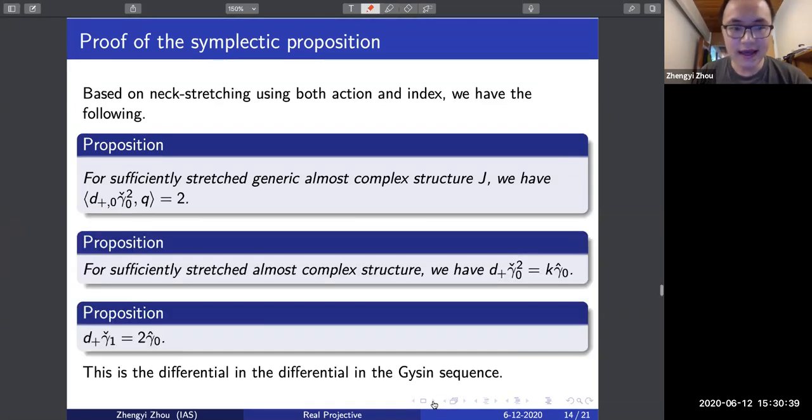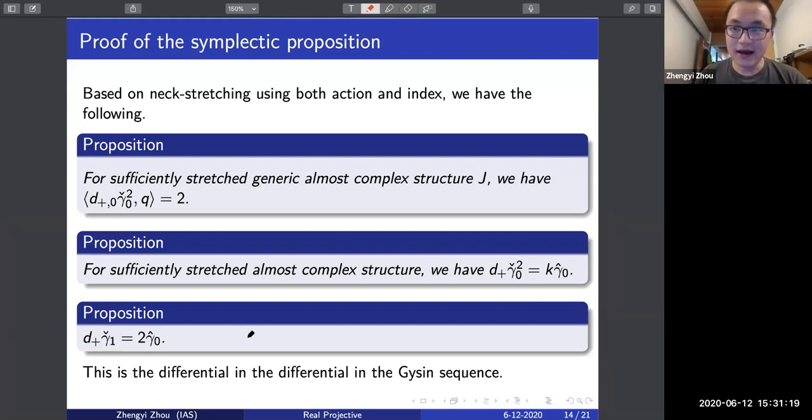And then we have to worry about whether this gamma 0 check is a closed class. Unfortunately, it might not be. So D plus of gamma 0 check may not be 0, but the only possible contribution is to gamma 0 hat. But we don't know what the number of it is. But for this proposition, it's relatively easy to show. You just need to apply neck stretching and consider the action. That's enough.